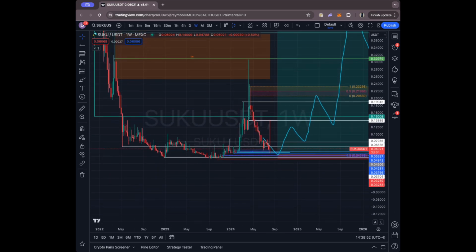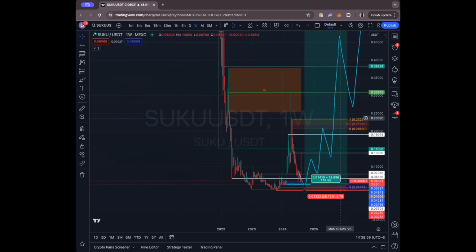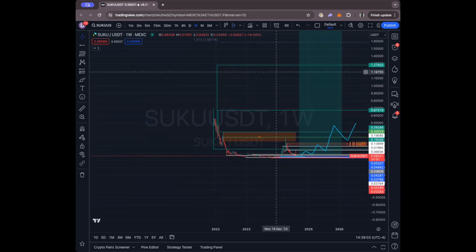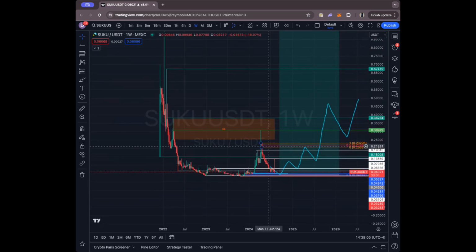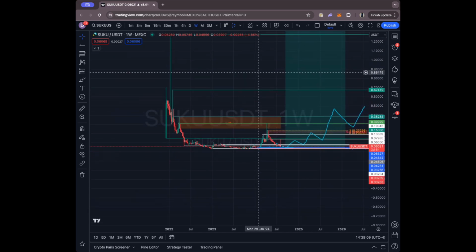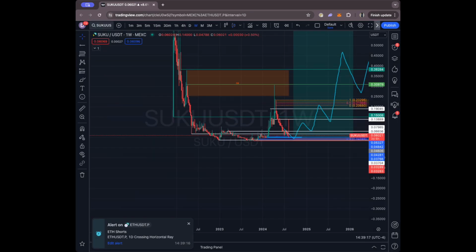But again, it's one of those charts that looks absolutely phenomenal because once it starts invalidating the weekly OBs here, its high is all the way at $1.27. So that's effectively maybe another 50 to 100x. So hopefully you guys are looking for those as well.